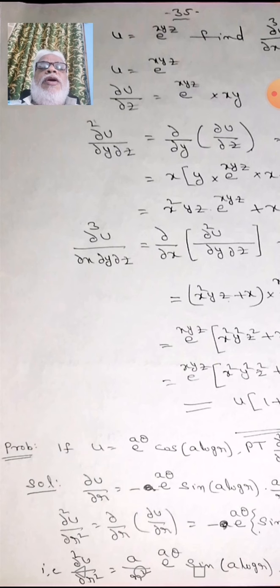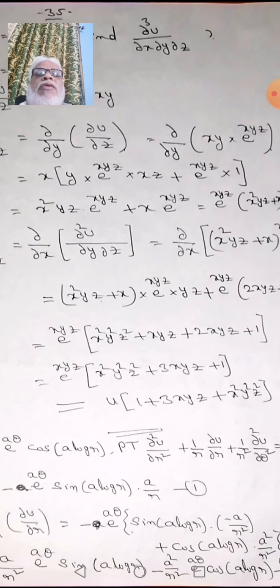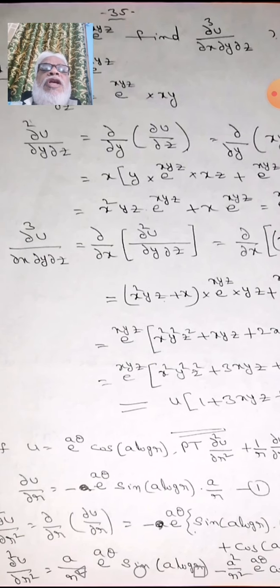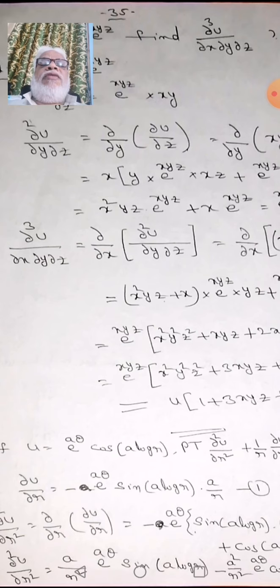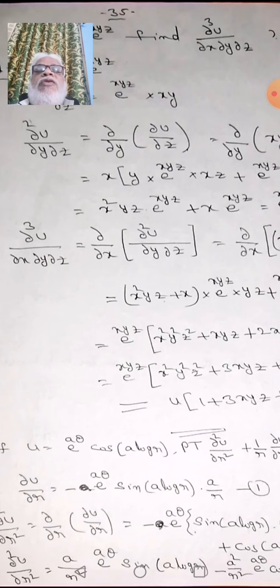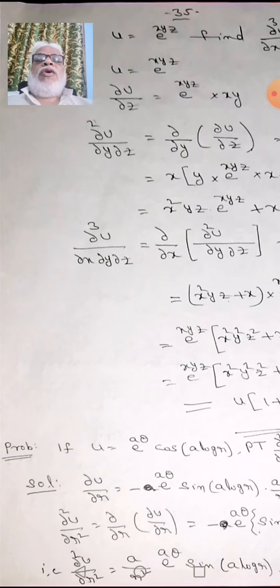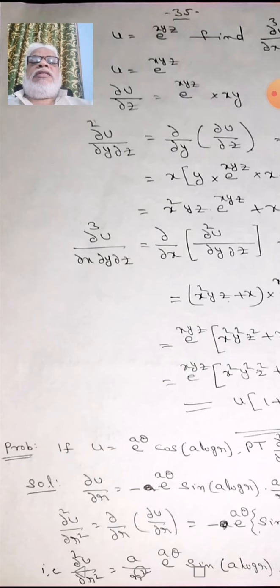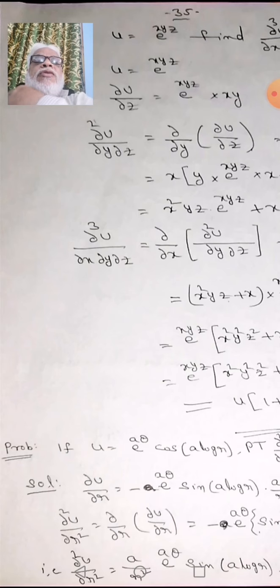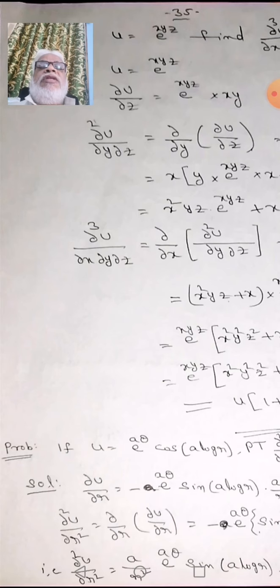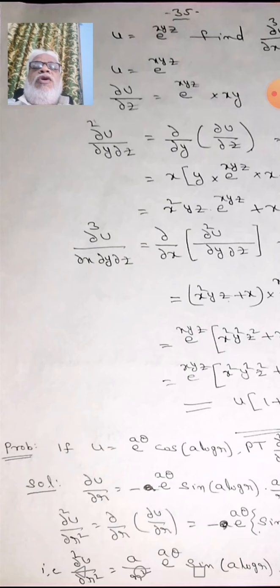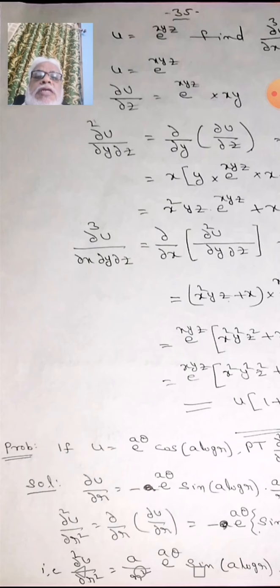What is dou u by dou z? You see here, we want to find the value of dou 3 u by dou x dou y dou z. First is dou u by dou z. Dou u by dou z is e power xyz into xy, because the derivative of xyz with respect to z is xy only. So dou u by dou z is e power xyz into xy.